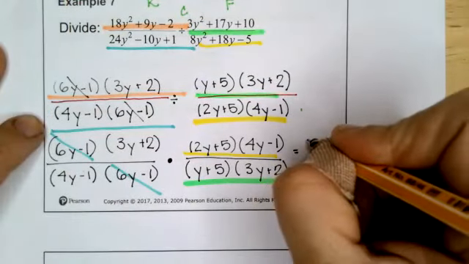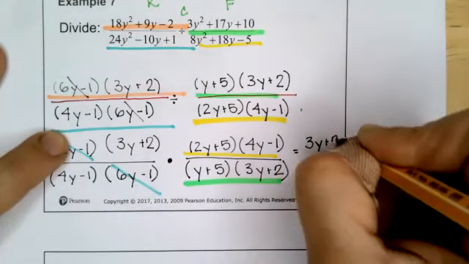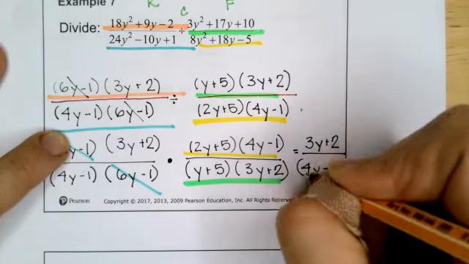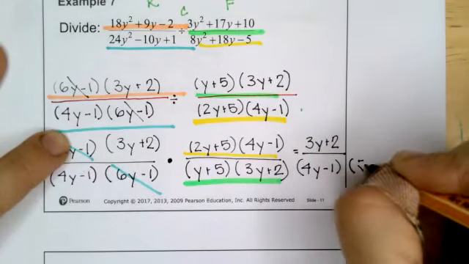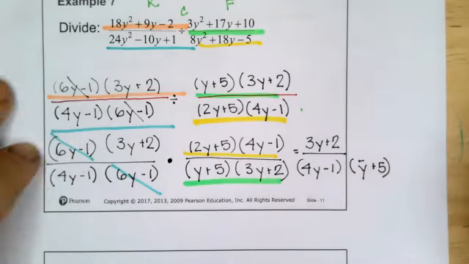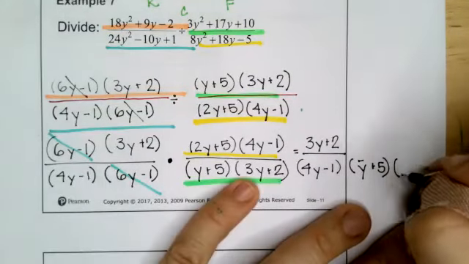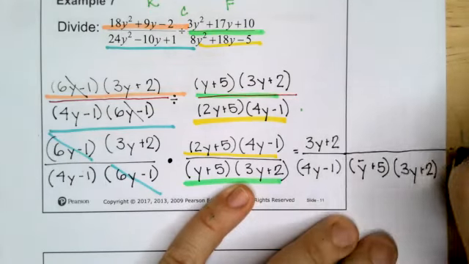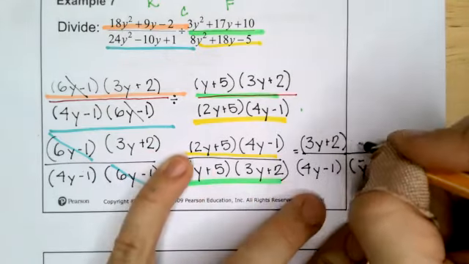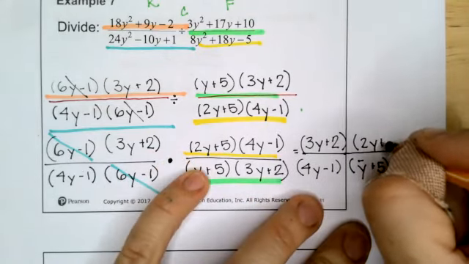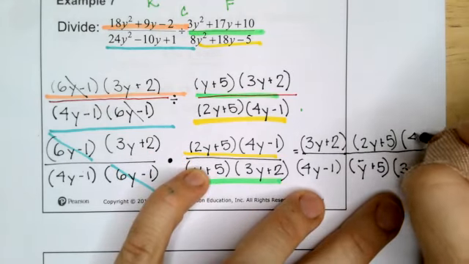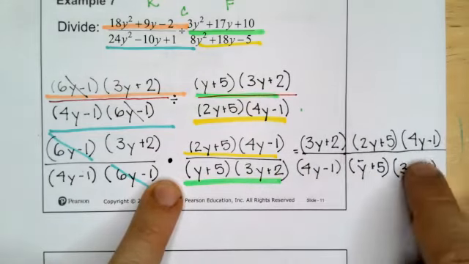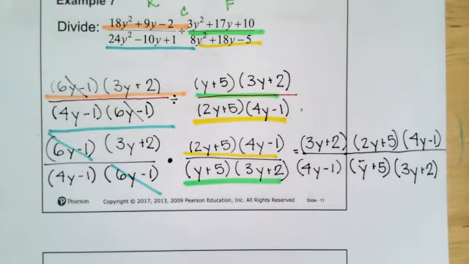So that becomes (3y plus 2) over (4y minus 1) times (y plus 5) times (3y plus 2). Sorry, I started writing too high. I put those in parentheses because I'm multiplying them by (2y plus 5) and (4y minus 1). So now that we've multiplied them, they are all the same.